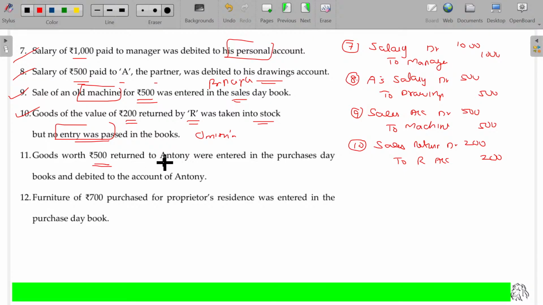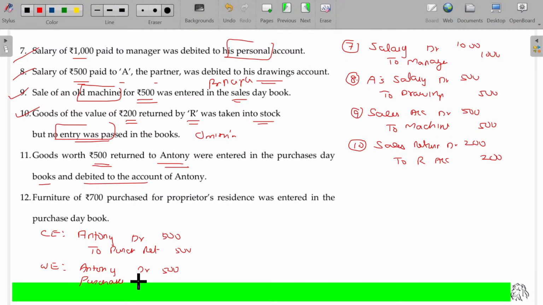Goods worth 500 returned to Anthony were entered in the purchase day book and debited to the account of Anthony. What is the correct entry for goods returning? Anthony account debit to purchase return. The value being 500. What is the wrong entry? Anthony account debit, and purchases account also debit.